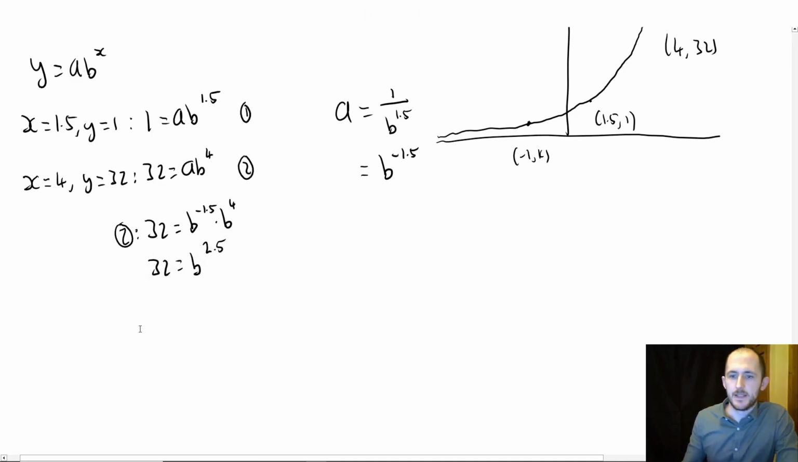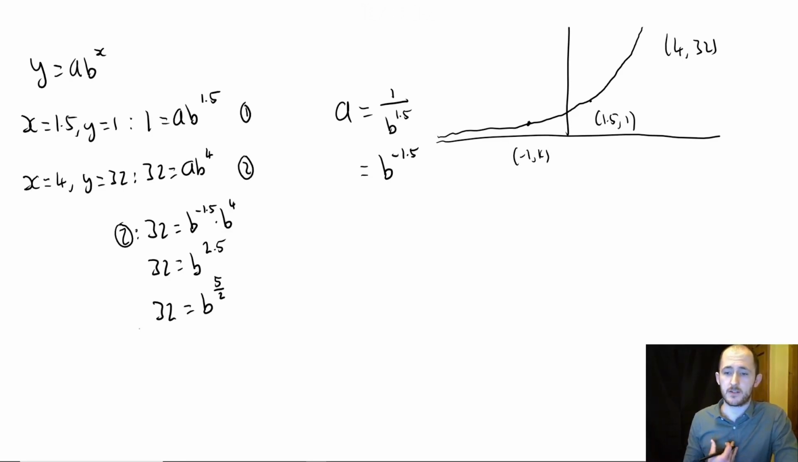Now, if this is a non-calculator paper, I would have to write this as b to the power of 5 over 2. I know everyone hates fractions. I hate fractions too, but that's what we've got to do. Okay? Now, so where things get fun. I need to basically make this b equals, right?